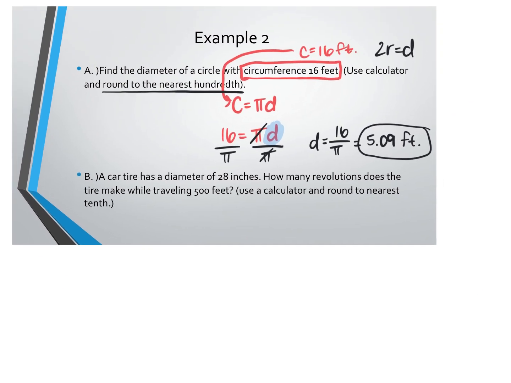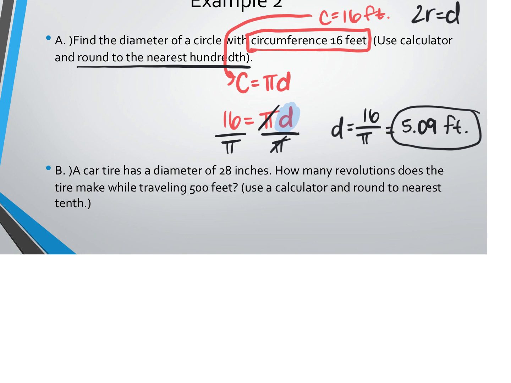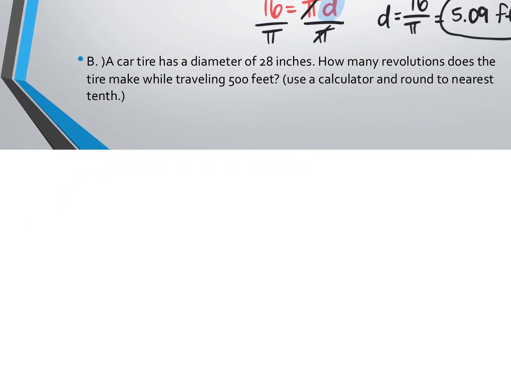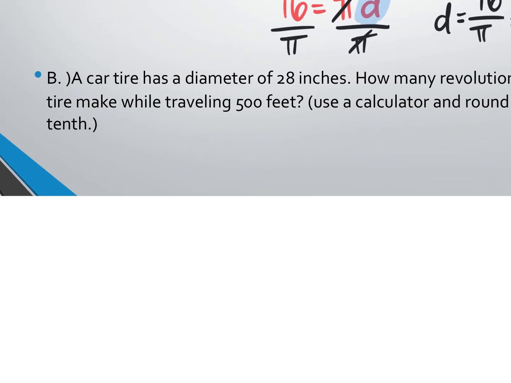All right, part B says a car tire has a diameter of 28 inches. How many revolutions does the tire make while traveling 500 feet? Use a calculator and round to the nearest tenth. I am going to draw a picture because I'm a picture person. So draw a car tire. You can probably draw better than I will. Give it some rims.